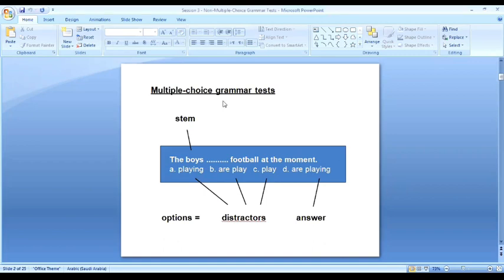So this is the revision, multiple choice grammar. We said this is the stem: the boy dash football at the moment. We call this the stem. A, playing, B, are play, C, play, D, are playing. We call those options. And then D, this is the answer. And then A, B, C, we call them distractors because these are incorrect answers.